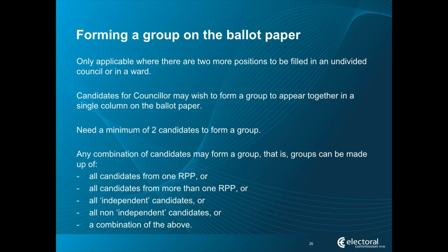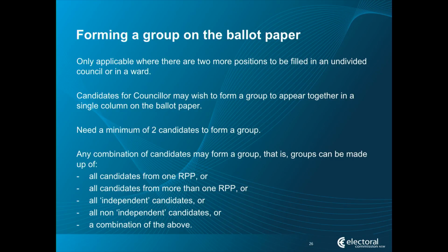Forming a group on the ballot paper. It is important to note that this is only applicable where there are 2 or more positions to be filled in an undivided council or in a ward for councillor. Candidates for councillor may wish to form a group to appear together in a single column on the ballot paper.